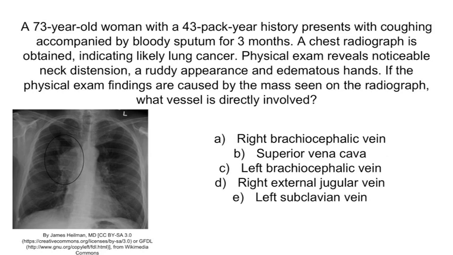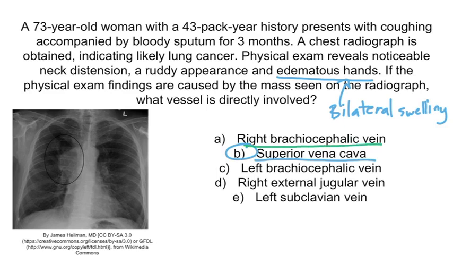Hopefully you notice that the question states that the hands, plural, are edematous. This should make you think of bilateral swelling. So which vein must be obstructed to cause bilateral swelling? The SVC, which is choice B. Based on the physical exam, we know that the right brachiocephalic vein, the left brachiocephalic vein, the right external jugular vein, and the left subclavian vein are all obstructed. However, they are not directly obstructed. So all of these choices are incorrect. And that concludes this section.